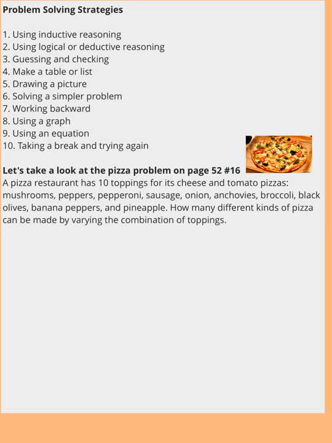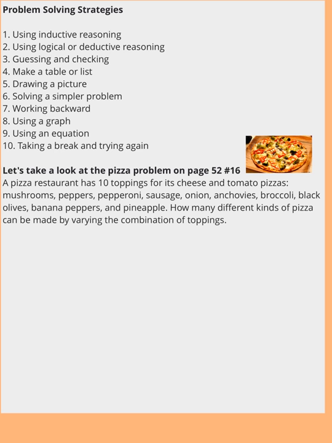In section 1.6, we're looking at different problem-solving strategies. They list out several. We can use inductive reasoning to solve problems, and remember, inductive reasoning is looking at patterns. Look at several examples, and from those examples, try to come up with a conclusion. We can use logical or deductive reasoning. We can look at facts and put those facts together to deduce our answer. We can try guessing and checking. We can make a list or table. We could draw a picture. We can solve a simpler problem. We could work backwards, use a graph, use an equation, or take a break and try again.